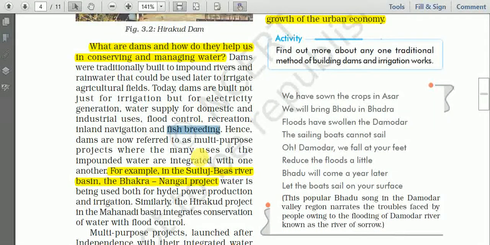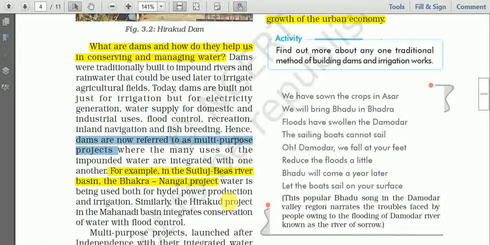That means a dam has different uses, different purposes, and that is why dams are now referred to as multi-purpose projects, where the many uses of impounded water are integrated with one another. So these are the different uses of a dam, and in this way this water resource is conserved and managed by constructing a dam.